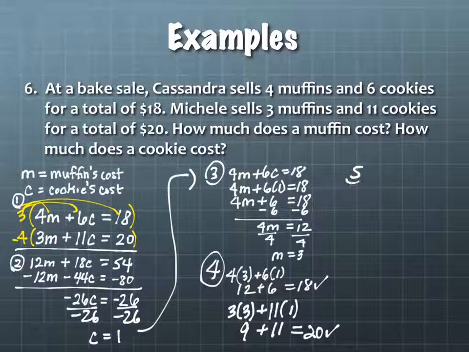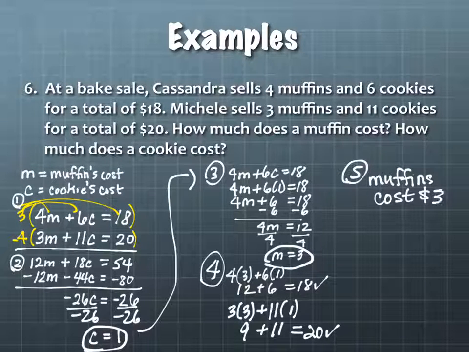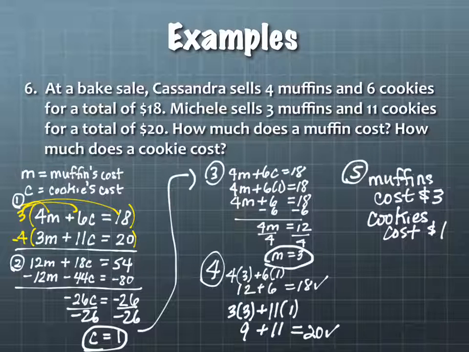Step 5 is to write the solution with the context, that's units, or in an ordered pair. Which one would we do for this problem? Units, context, because there's context to the problem. Okay, so what did we find when we found m equal 3 and c equal 1? What is that? The cost. So muffins cost how much? The muffins cost $3, and the cookies cost $1. All right, any questions on that?